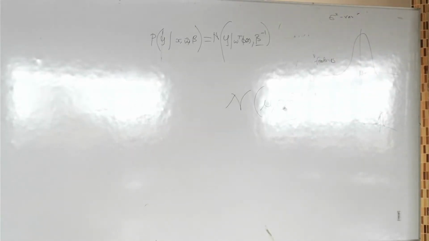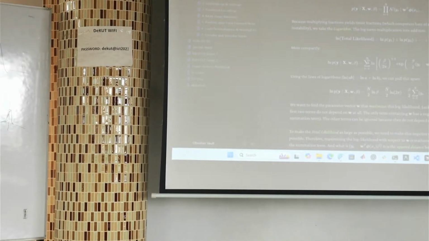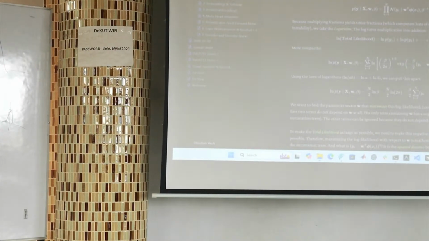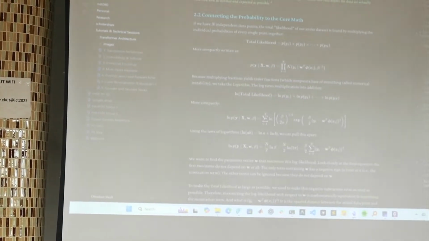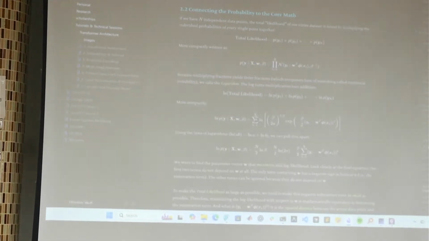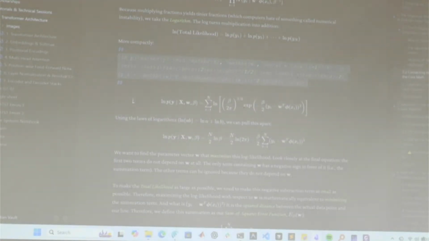So then after that, we're saying the total likelihood is simply the product of the probability of each point. Some points being highly likely and some others being very unlikely. I just don't think it's important for me to spend all the time deriving all this math here. But basically, we're saying we can take that log likelihood by taking the logarithm.